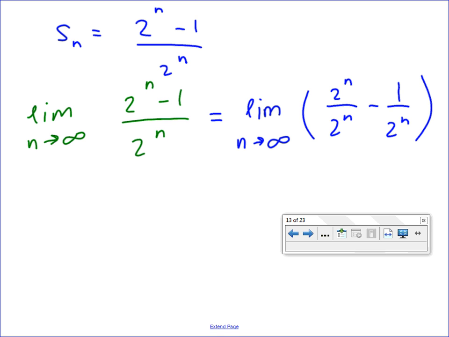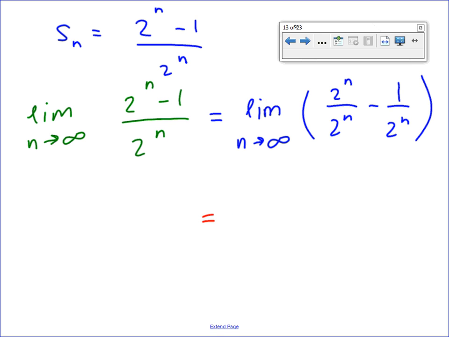Why is that helpful? Well, guys, 2 to the n over 2 to the n is just 1. And now I've taken an indeterminate form and rewritten it as a determinate form. What is this approach? As n goes to infinity, what happens to this fraction? Goes to 0, leaving me with 1. By golly.